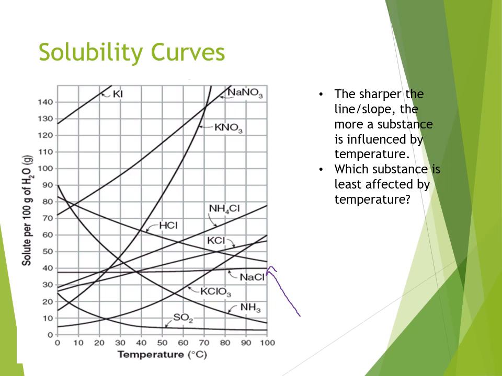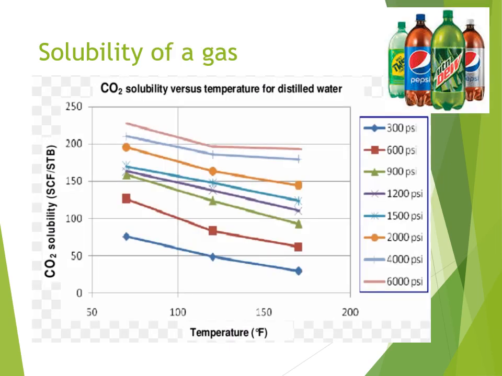We can see several things here that actually have a negative slope: HCl, NH3, SO2. Why do they have a negative slope? Well, they can be gases at room temperature. And remember we said with temperature, a gas decreases in solubility. A little bit more on that. So here's just a graph of carbon dioxide solubility versus temperature for distilled water.